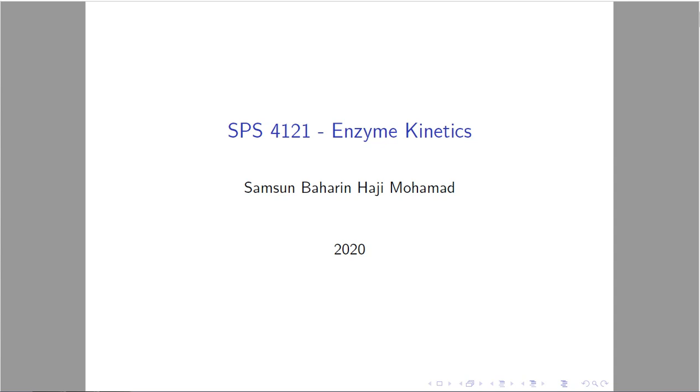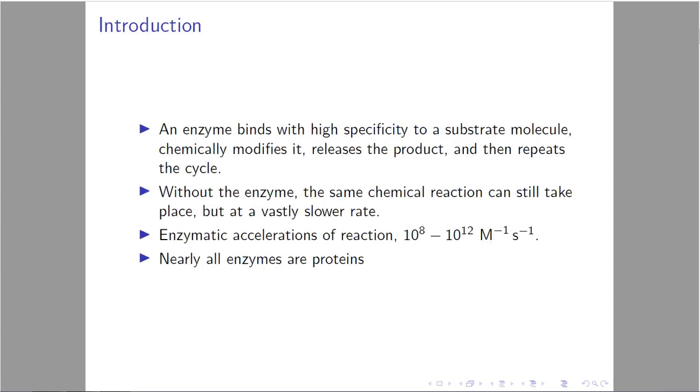Here what we see is that the enzyme binds with high specificity to a substrate molecule, chemically modifies it, releases the product, and then repeats the cycle. The enzyme is not consumed by the reaction, but it speeds up the reaction. Without the enzyme, the same chemical reaction can still take place, but at a vastly slower rate.